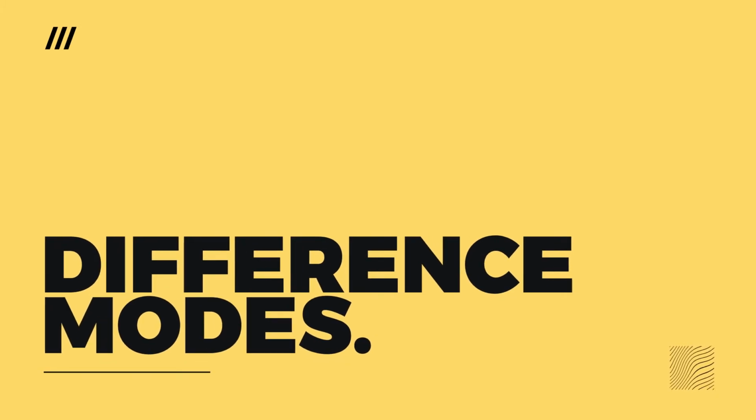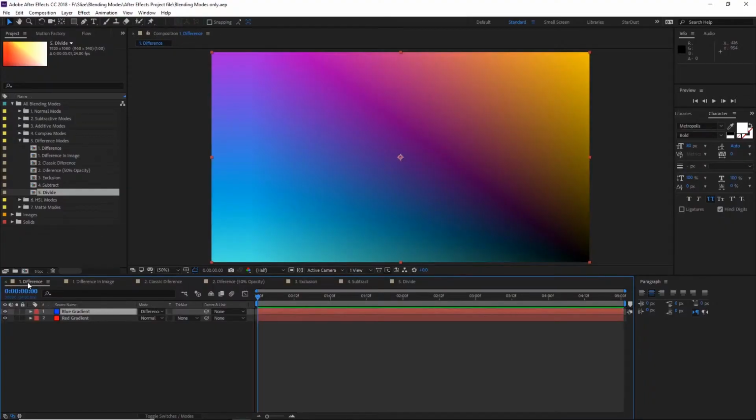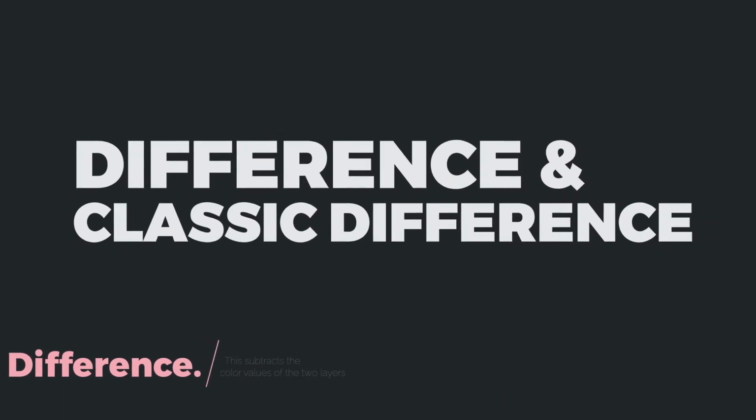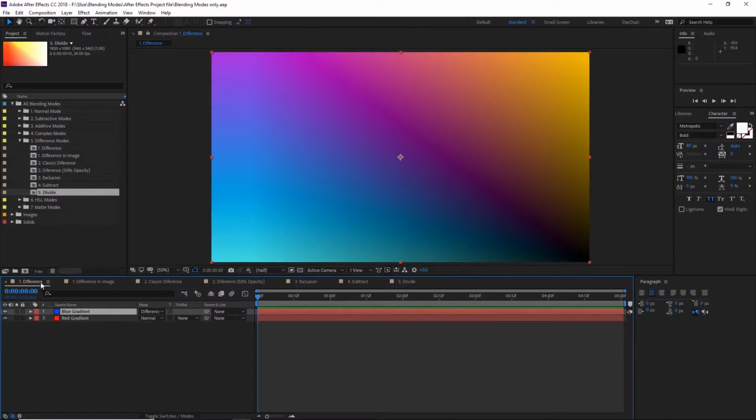Difference modes. These modes result in some seriously strange and seemingly useless results, but they can be used for utility, and that's probably why they exist. Difference and classic difference. This subtracts the color values of the two layers and tends to create crazy trippy colors because a lot of colors become inverted. If you duplicate a layer and apply a difference, it will just result in a black image.